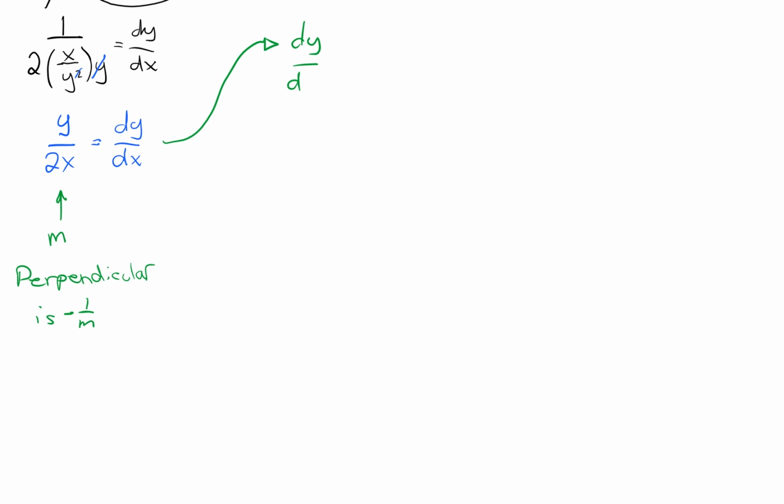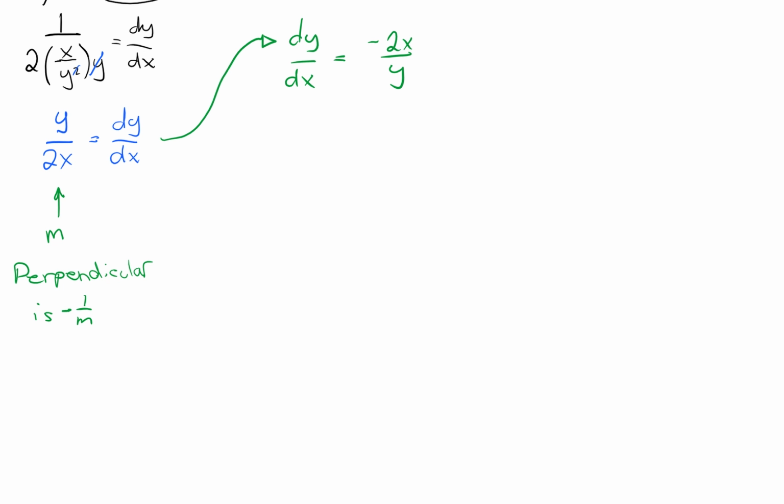My dy/dx now is going to equal negative 2x over y. So that's going to be the slope at any point on my solution curves. But what's my solution? Well, right here I have a differential equation, and I need to find the solution. I need to find the function that gives me that derivative.